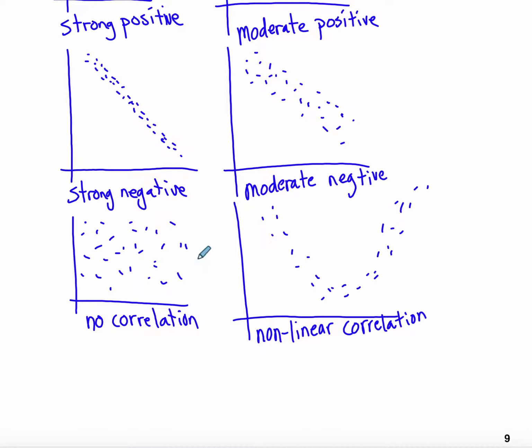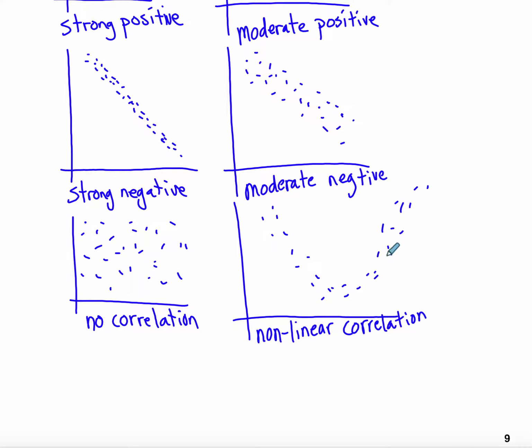You can also have dots that don't seem to form any pattern whatsoever. So we call this one no correlation or low correlation. This one also is not linear. This one actually is quadratic. So we would say it's nonlinear correlation. There are lots of ways of measuring correlation, and the ones we're dealing with are only going to be linear, but you can have other ones too. So make sure you use the word linear when you're talking about correlation, because that's the relationship we have.